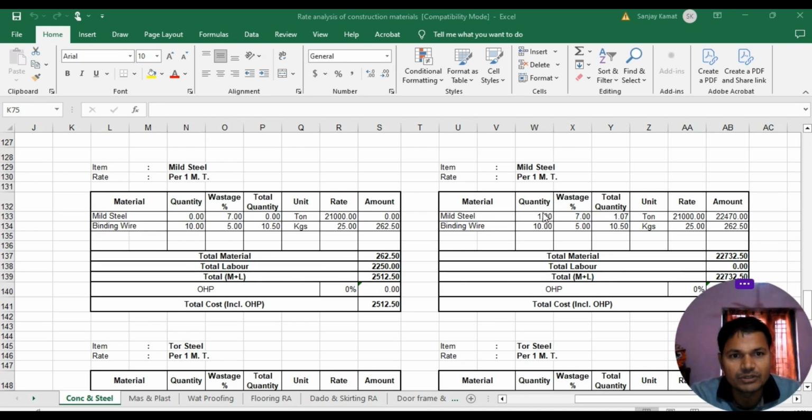For mild steel we have taken quantity 1 only, and for wastage material we have taken 7% only. So now the total quantity became 1.07, and the unit of mild steel is always ton, okay. The rate of mild steel is 21,000. So how much will the overall calculation come to? Let's do the calculation, okay.